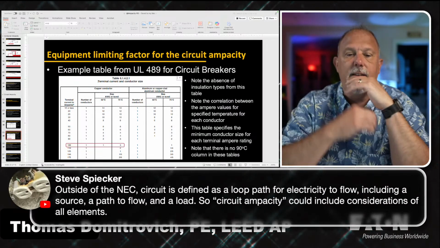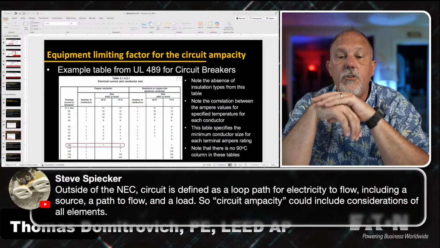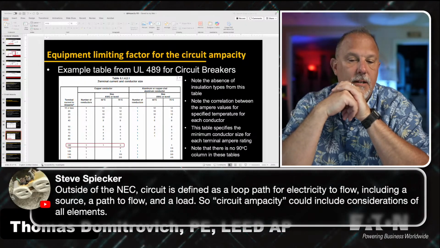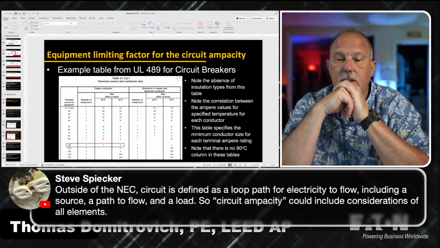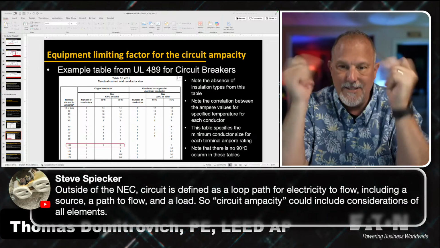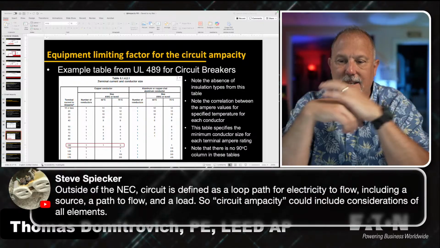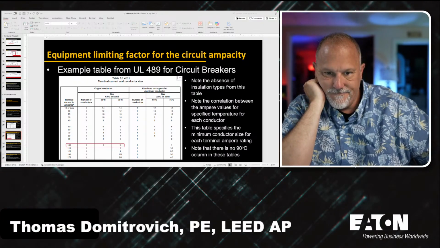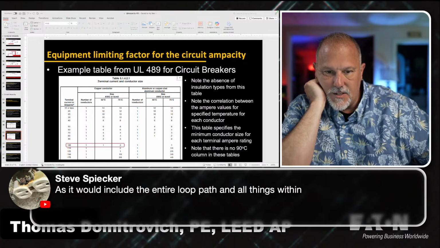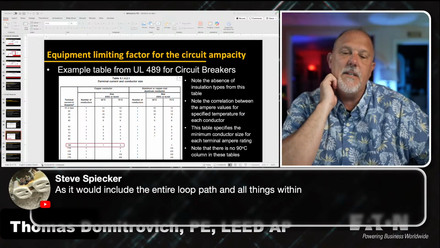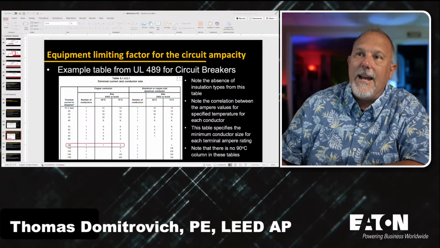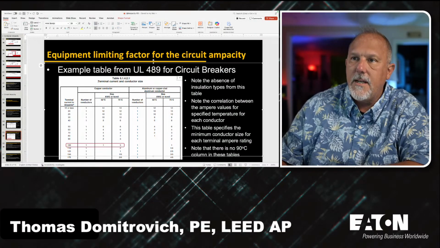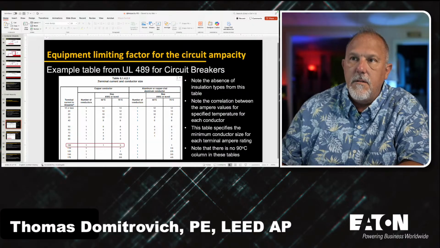Steve is saying, outside of the NEC, circuit is defined as a loop path to include a source, a path to flow, and a load. Circuit ampacity could include considerations of all elements. I like it, Steve. I am with you, as it would include the entire loop and path of all things within. All right, perfect. So I'm going to take out the bullet.